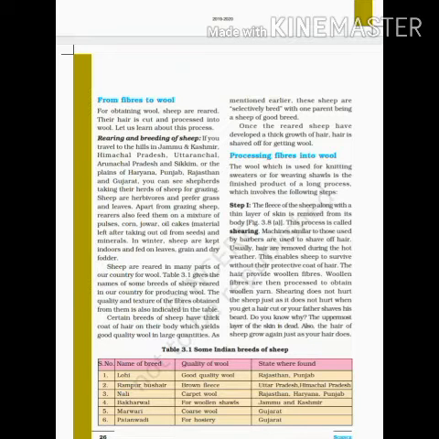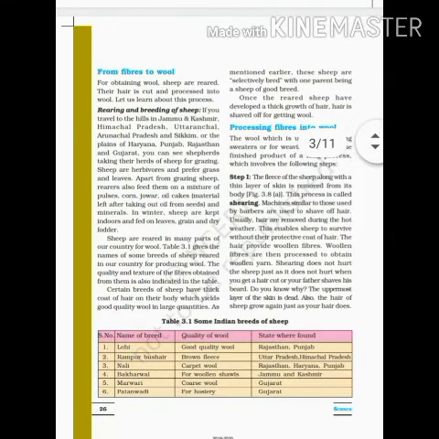What is shearing? The removal of wool from sheep is called shearing. It can be done manually with a large razor or with a shearing machine. Shearing is usually done during the hot season. It is important to note that shearing does not hurt sheep because the uppermost layer of the skin of sheep is dead. After shearing, the second step is scouring.